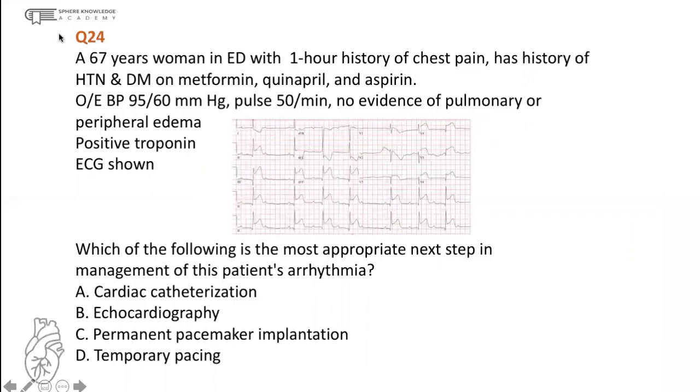Okay, this is a 67-year-old woman in the emergency department with a 1 hour history of chest pain. History of hypertension, diabetes on metformin, quinapril, and aspirin. Blood pressure 95/60, pulse is 50, with no evidence of pulmonary or peripheral edema. Positive troponin, and this is the ECG. Which of the following is the most appropriate next step in management of this patient's arrhythmia? A, cardiac catheterization. B, echocardiogram. C, permanent pacemaker implantation. Or D, temporary pacing.